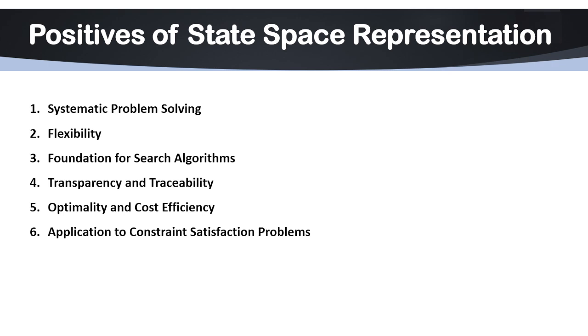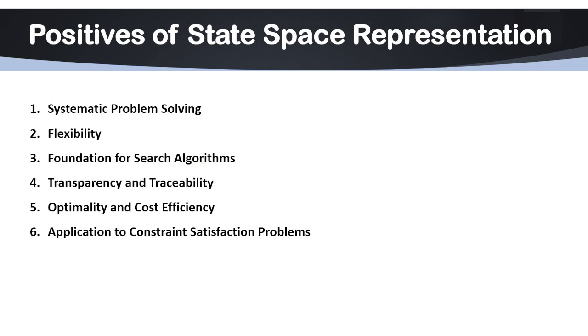Another point is the foundation of search algorithms. We use search algorithms like depth first search, breadth first search, and A star search. We have discussed all these three types in data structures. These three search algorithms rely heavily on state space representation, and these algorithms help us to navigate the state space to find optimal paths or solutions, making state space easier for developing AI search strategies.